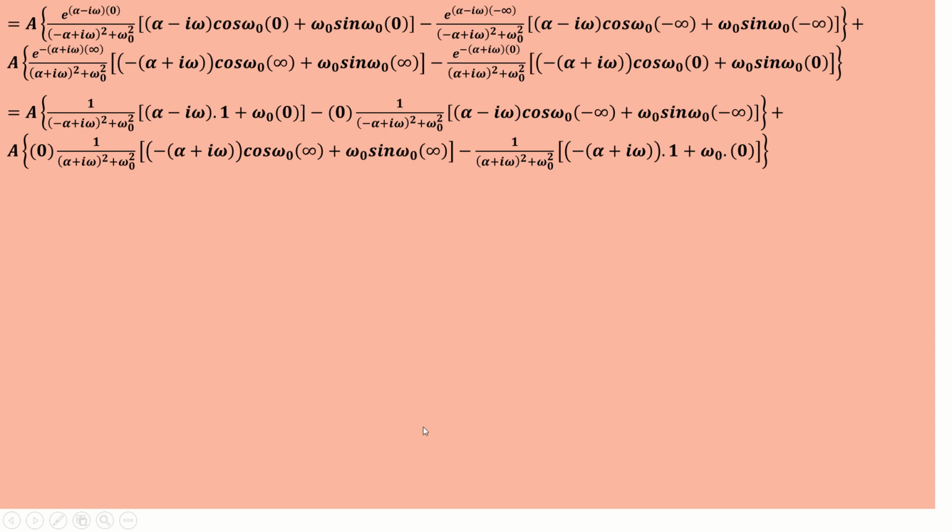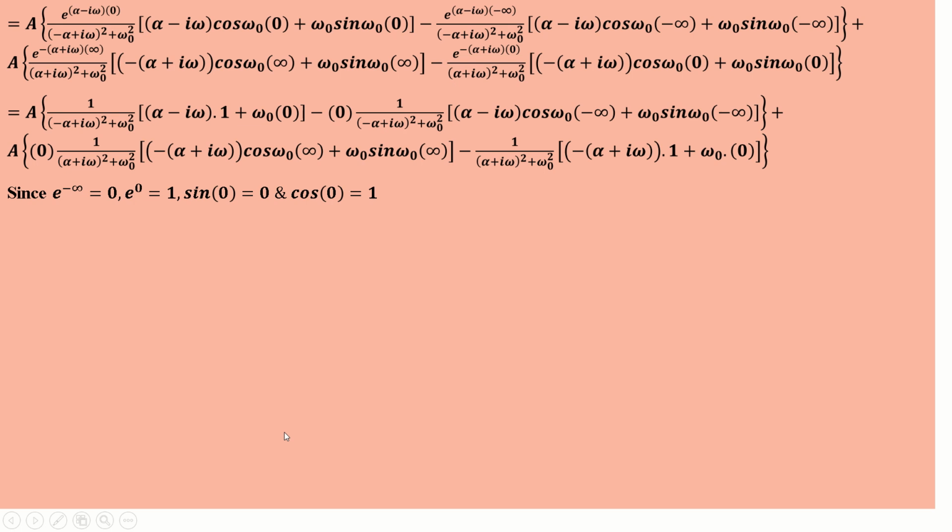So e power 0 1 by minus a I omega square plus omega naught square alpha minus I omega cos 0 1 into omega naught into sin 0 0 minus 0, right? Because e power minus infinite, whatever it is, 0 into that expansion plus a into e power infinite 0 again into that expression minus e power 0 1 by a plus I omega square plus omega naught square minus alpha plus I omega into 1 cos 0 1. The last term I am talking about, plus omega naught into 0.